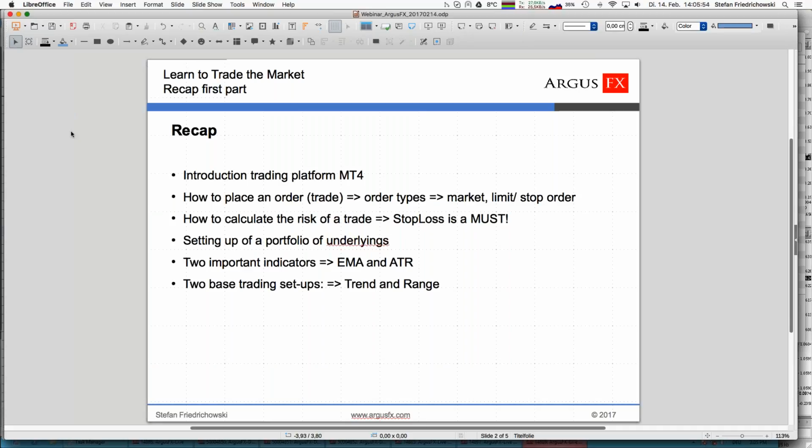So we know how to place orders in the trading platform MT4, and we have introduced one Excel sheet, and a couple of you have already asked how to get it, and just via email you can have it.